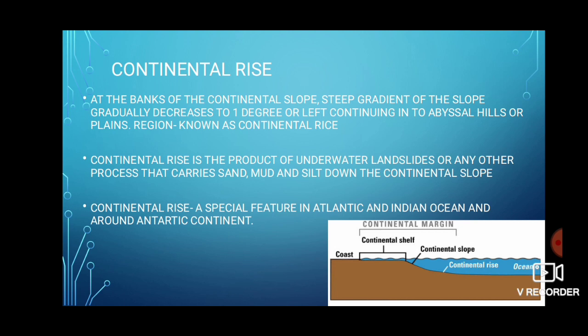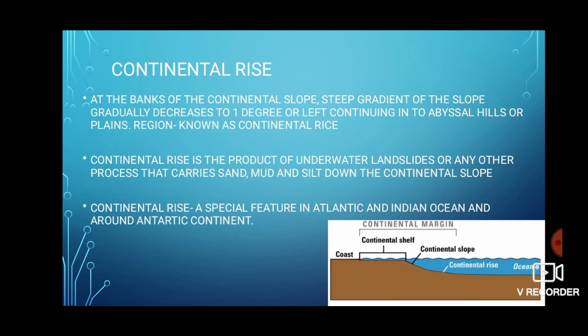The third part in a continental margin is known as continental rise. So at the base of the continental slope, what happens is that continental slope is a highly erosive zone, so all the sediments will be taken away from this region, and at the base of the continental slope, like our foothills during a river action, the steep gradient of the slope gradually decreases to 1 degree or less, continuing into abyssal hills or plains.